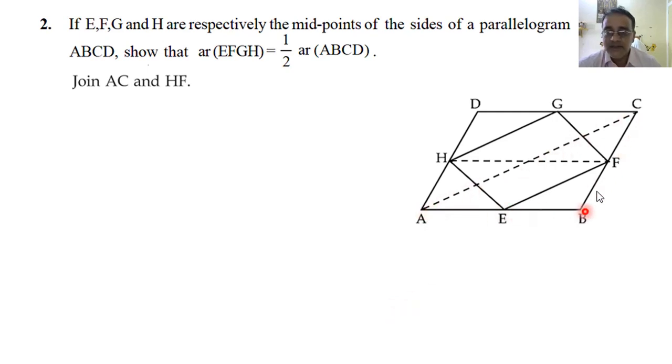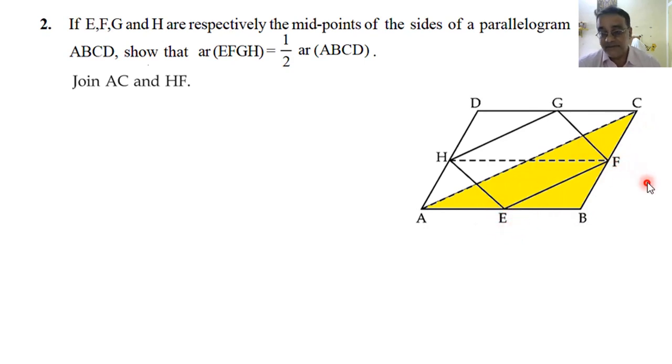Now see triangle ABC. ध्यान से देखो. Triangle ABC, the yellow color triangle. E is the midpoint of AB and F is the midpoint of BC. So what can you say about EF and AC? EF is parallel to AC and EF is half of AC. Why? By midpoint theorem. Very good, by midpoint theorem.